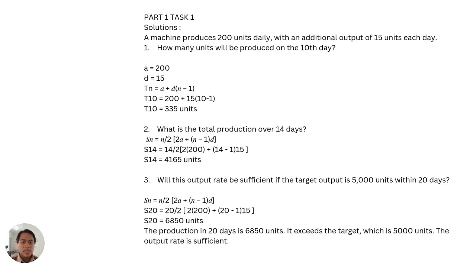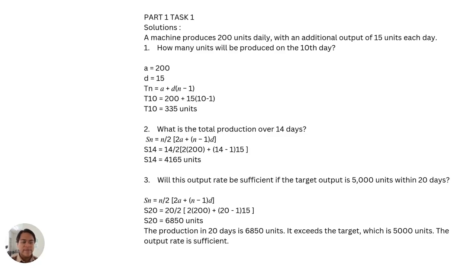Assalamualaikum warahmatullahi wabarakatuh. My name is Ahmad Faiz bin Abdul Rasid, number AA241439. So today I will present the solution for part 1, task 1. The question is, a machine produces 200 units daily with an additional output of 15 units each day. So the first question is, how many units will be produced on the 10th day?